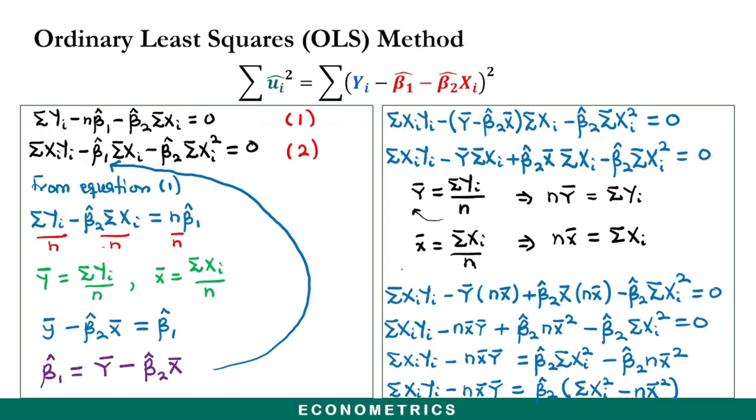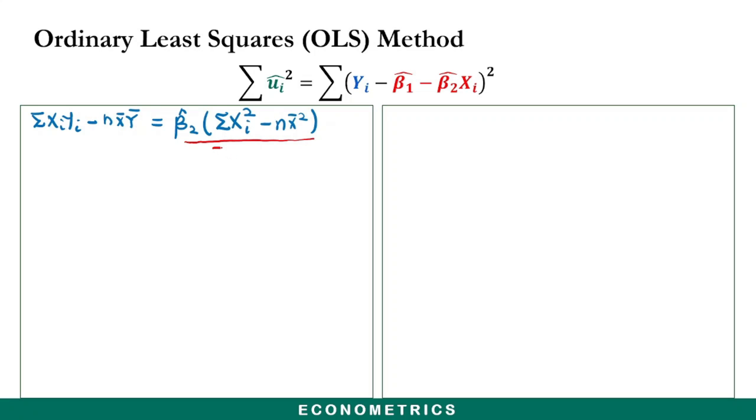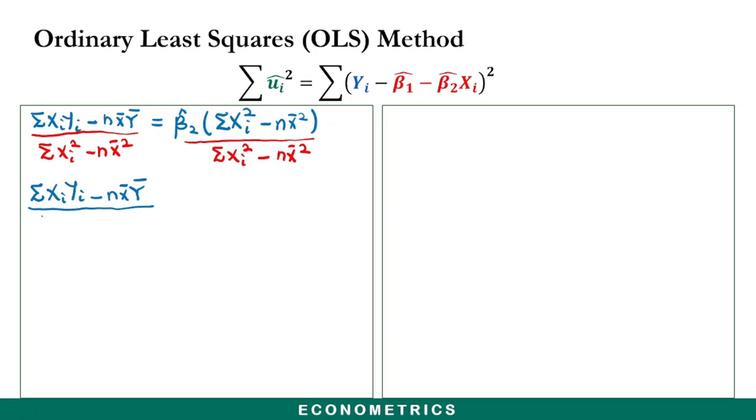Now let me just go back and confirm. Exactly. So all I am interested in doing right now is just simply making beta 2 the subject. So I will divide the right-hand side by the terms in the parentheses. And the left-hand side, I do the same thing. So I end up getting rid of this term on the right-hand side. So we get sigma xi yi minus n x bar y bar divided by sigma xi squared minus n x bar squared, and that equals beta 2 hat. Now this is the answer. So if you also want to estimate beta 2 hat, you can also use this formula to estimate it.